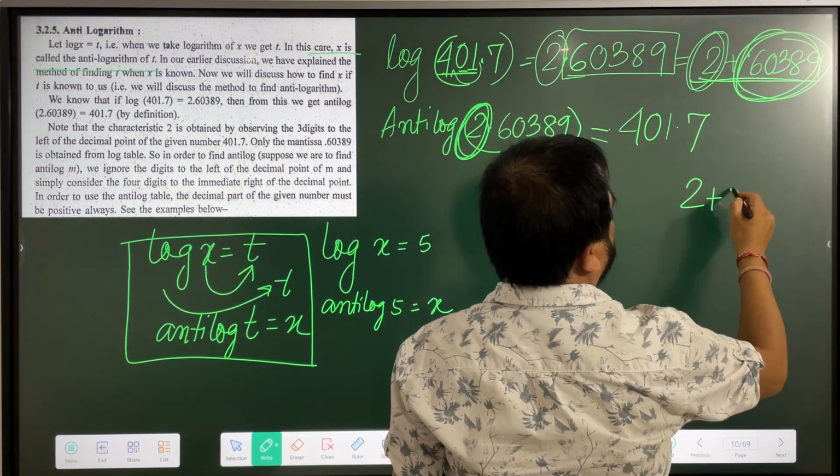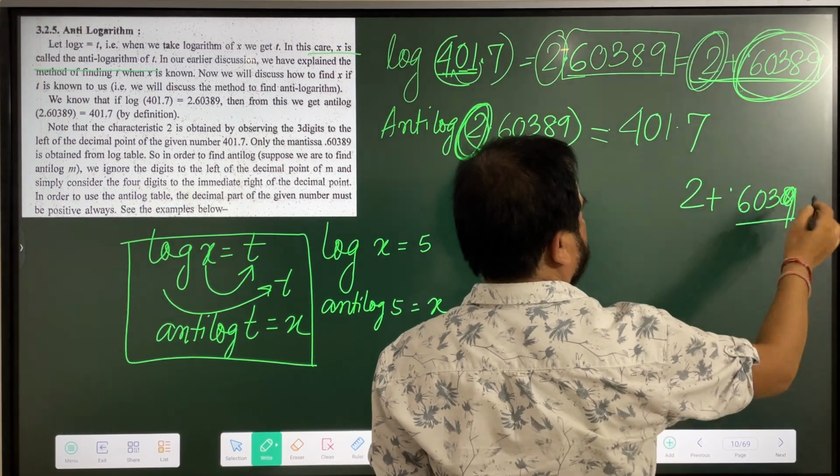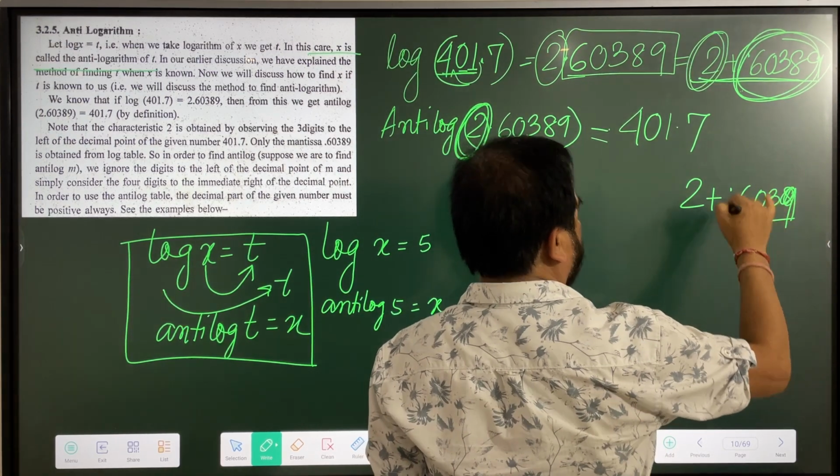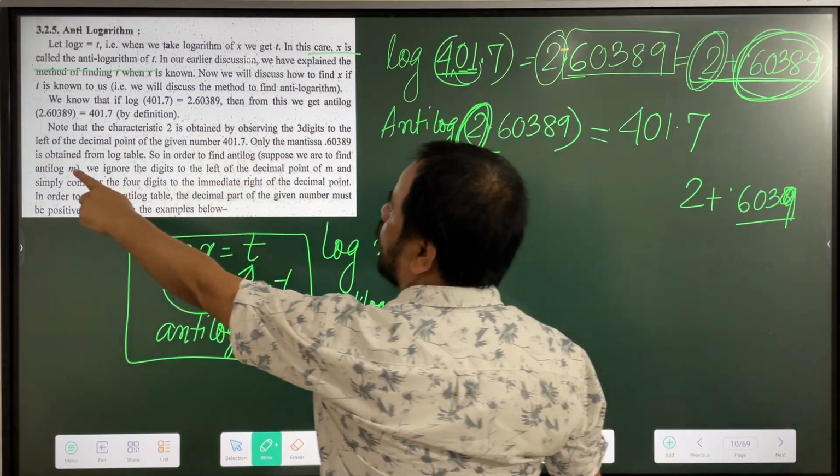2 plus 0.60389. Here I am taking 4 digits, which we have got from the log table, that we know already. That is what is written here: only the mantissa 0.60389 is obtained from the log table.